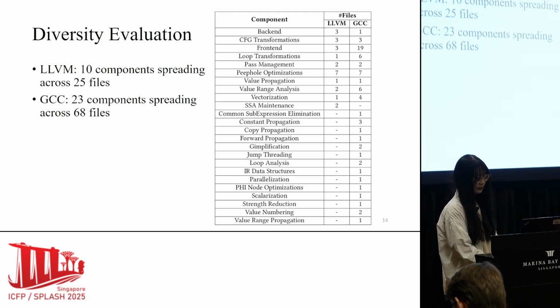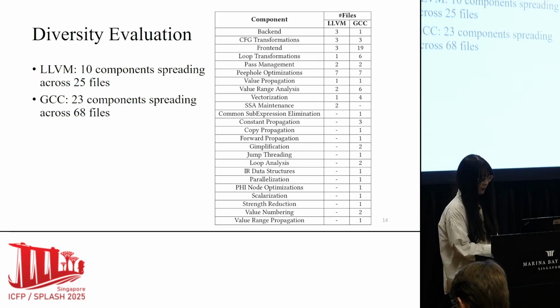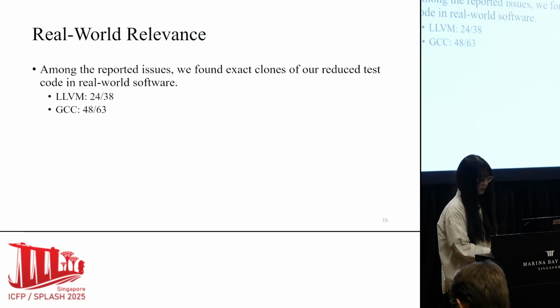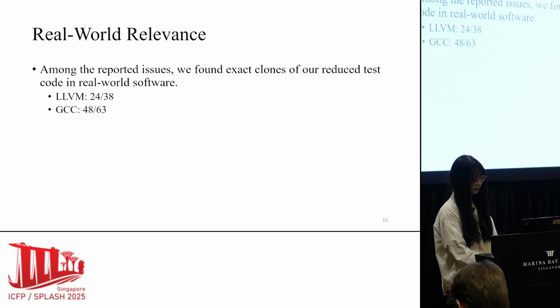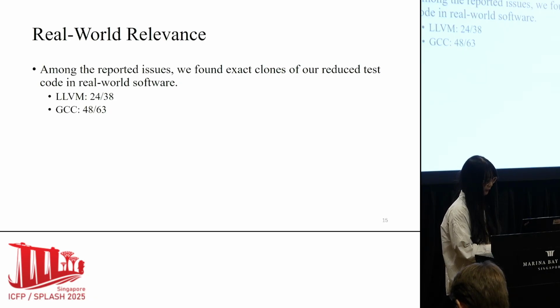We evaluated the diversity of these missed optimizations and found that they are related to many compiler components, such as backend, value range analysis, and vectorization. To evaluate the real-world relevance of the found missed optimizations, we use code clone detection to look for evidence. Among the reported issues, we found some exact clones of our reduced test code in real-world software.